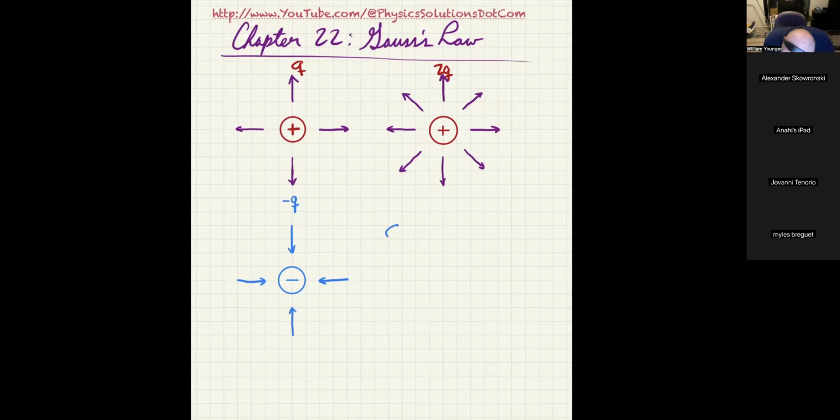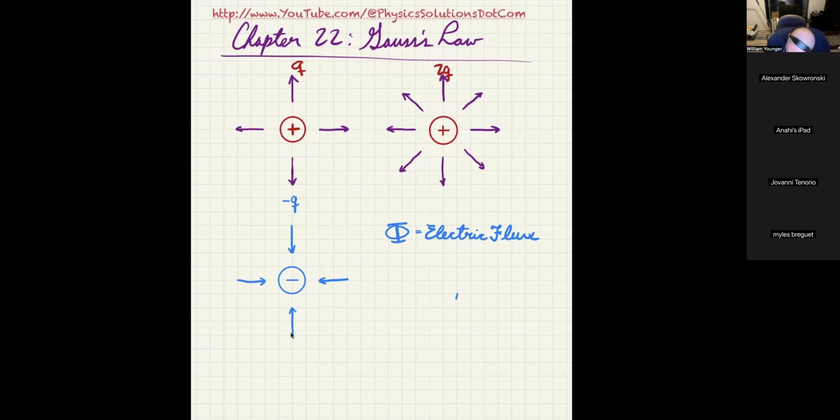So electric flux is given the symbol capital phi. It's electric flux. And it's in some sense a count of the number of field lines that are perpendicular to a hole or a surface or something like that. So, for instance, when I want to talk about electric flux, then we might imagine something along the lines of this.